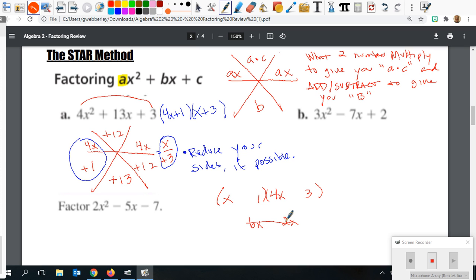And now I check my outside and get a 3x. And I check my inside and get a 4x. And I'm supposed to add these together to get 13. And I see I'm wrong again. This is not going to give me 13. So again, I'm out there.